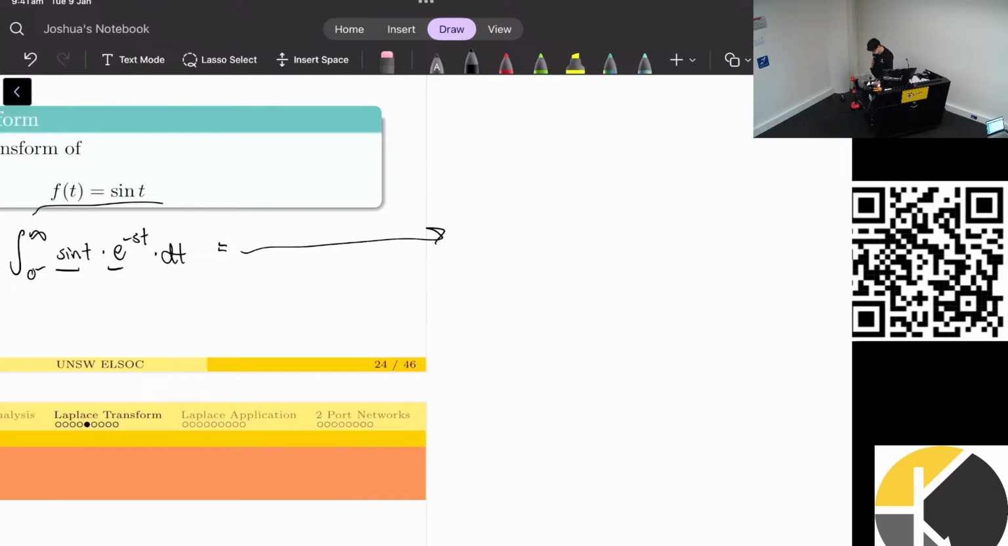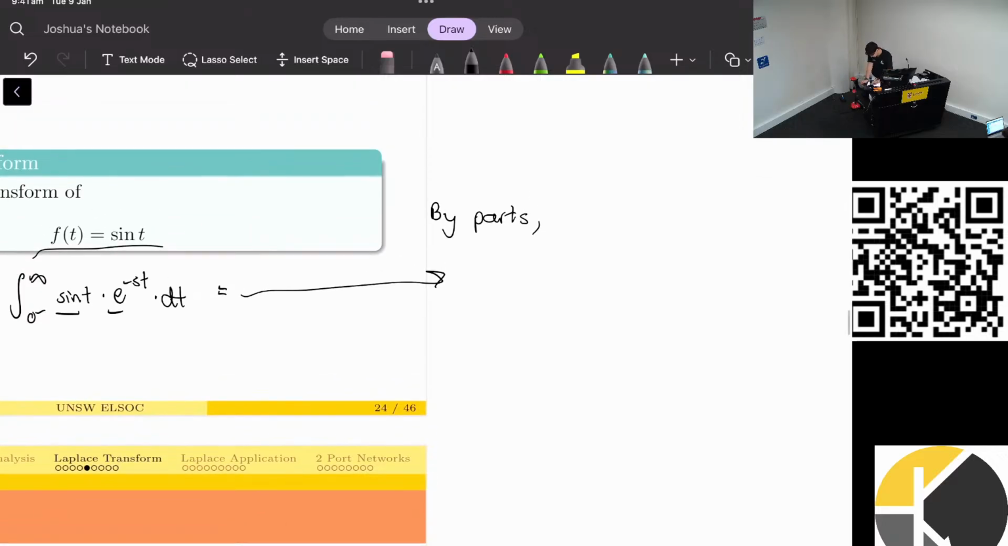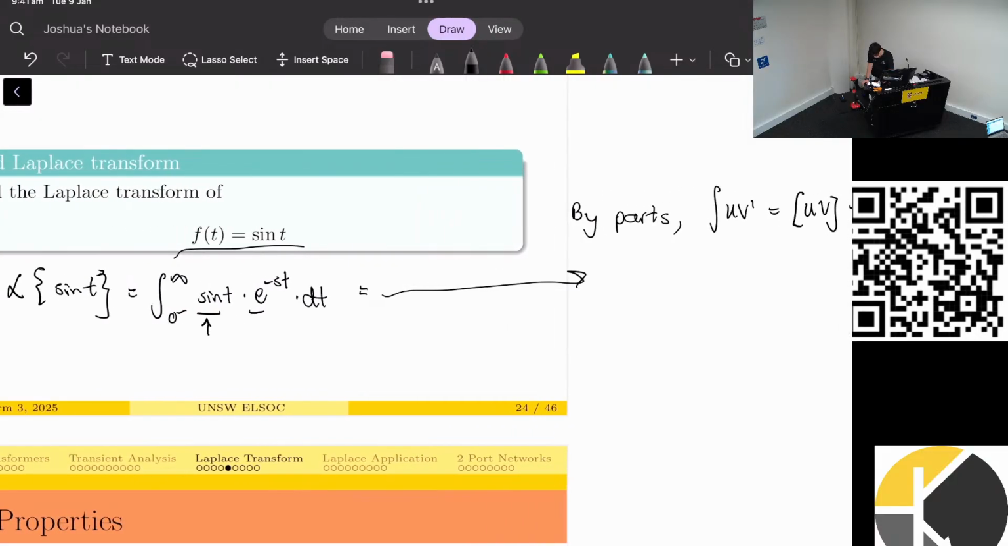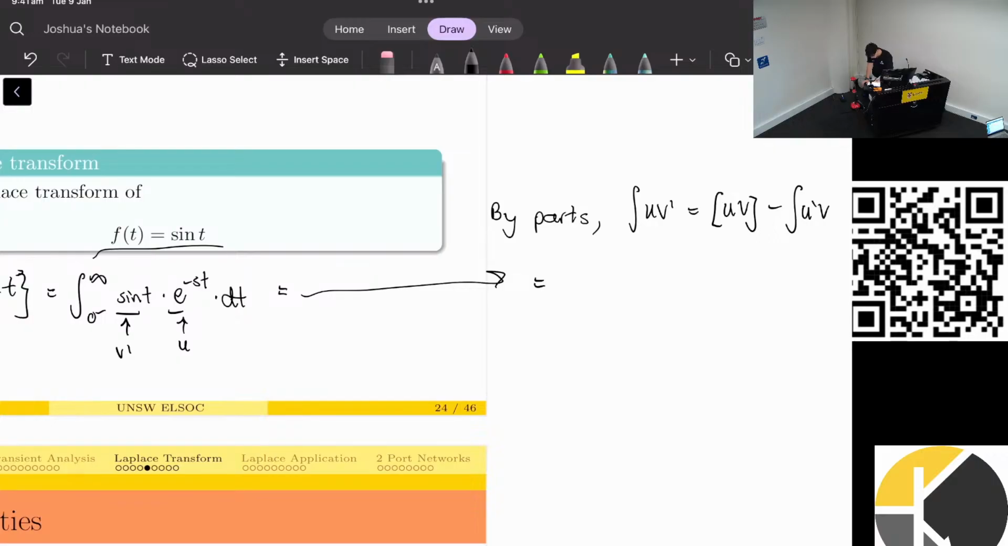By parts, if this isn't fresh in your mind from HSC or first year maths, this is the general definition. And so we'll be using that. For my first step, I'll be calling this one my v dash and this one my u. To solve this, I'm going to integrate my v dash. The integral of sine is negative cos. So I have negative cos t times e to the minus st between infinity and 0.